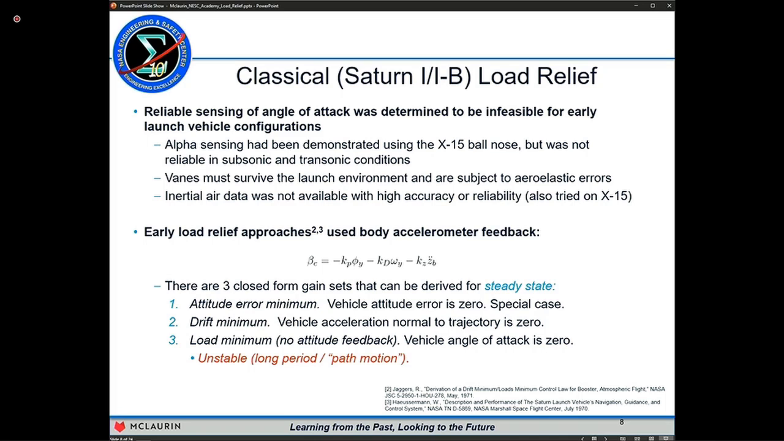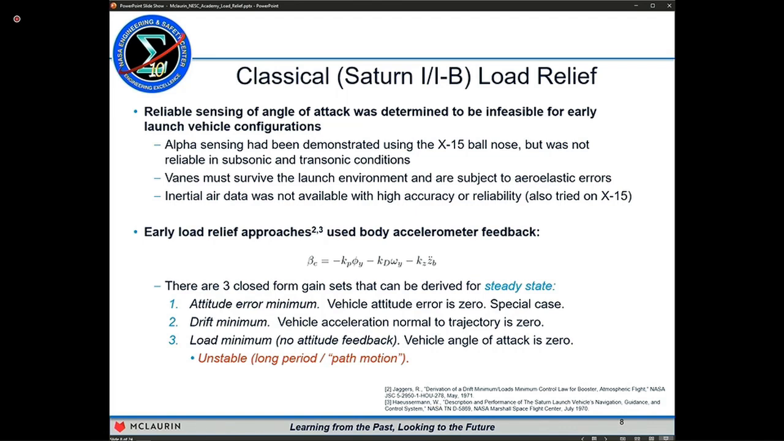This was also tried on the X-15. There was actually a series of experiments late in the X-15 program to compare ball nose alpha to inertial alpha, and what was found at the time, again, is that the onboard computing capability wasn't sufficient with either strap down or gimbal platform to reliably compute angle of attack. So the community went to accelerometer feedback.